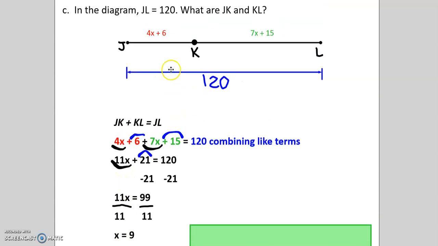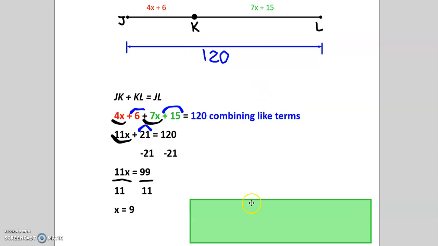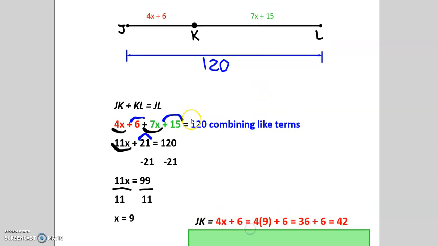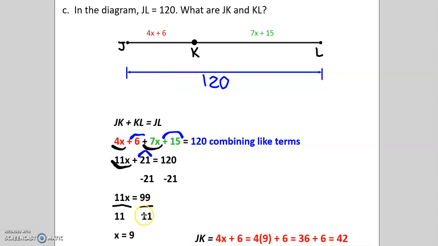But remember, it doesn't ask me for what x is. It wants me to find JK, this whole length of JK. So I have to look at JK and substitute in this 9 for the x. Down here it says 4x plus 6, but now I know what x is, so I stick 9 in for x. 4 times 9 gives me 36, plus the 6 gives me 42.